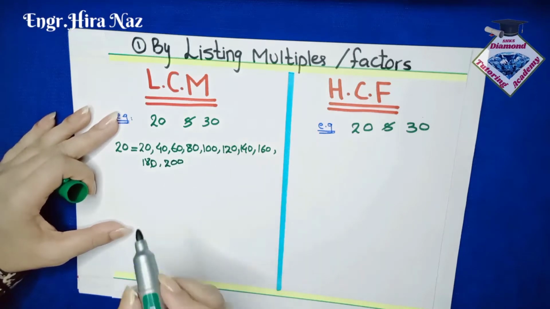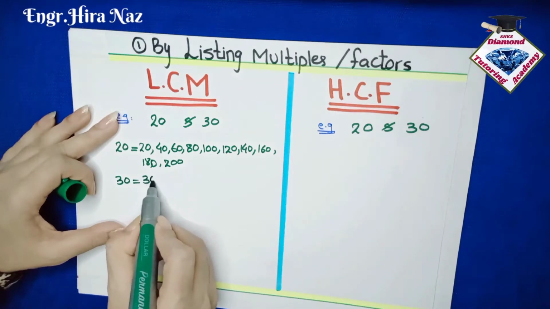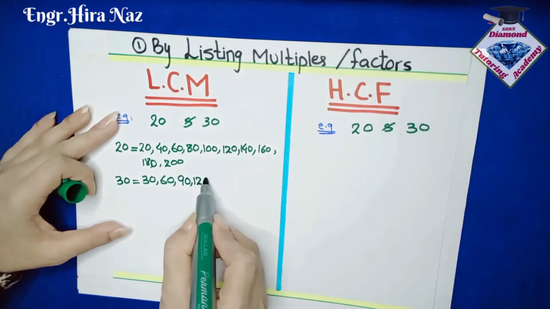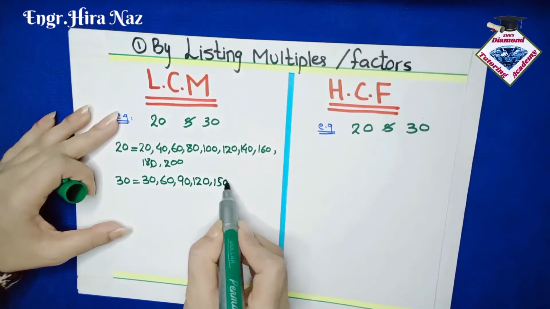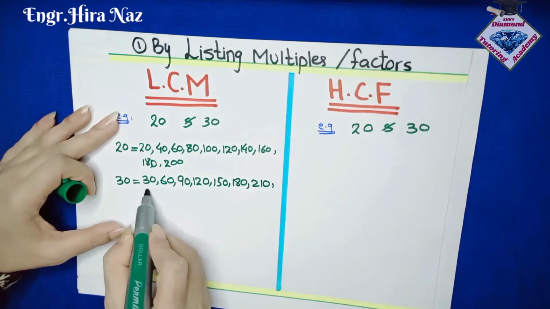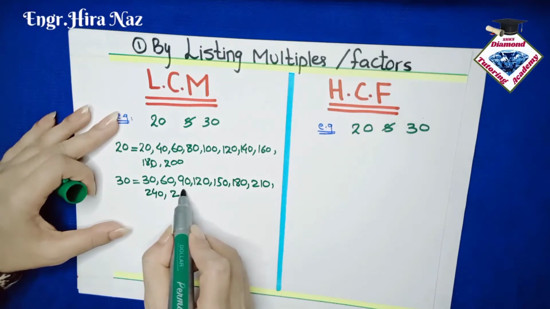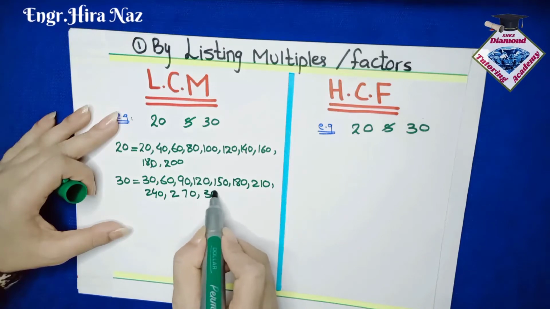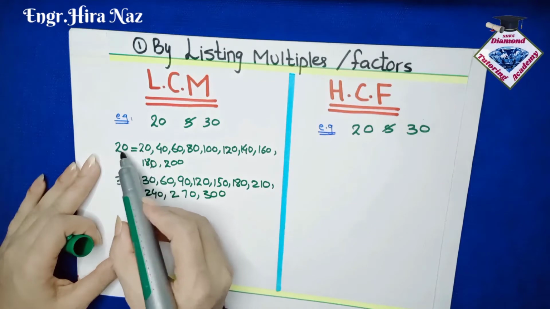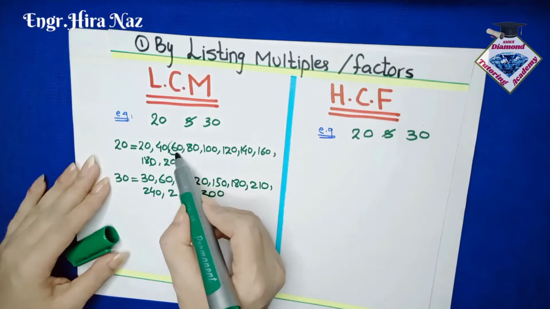Now we have to write all the multiples of 30. So the first multiple is 30, 60, 90, 120, 150, 180, 210, 240, 270, and 300. Now we have to find the multiples which are common in both 20 and 30. So 60 is common in both.